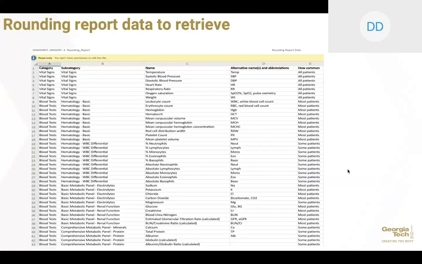So this is the Excel document that we were given by our mentor Greg over at Emory Hospital. It contains all of the major categories that he would like to see on our customizable daily rounding reports. And so we'll go into how we use that on the next slide here.